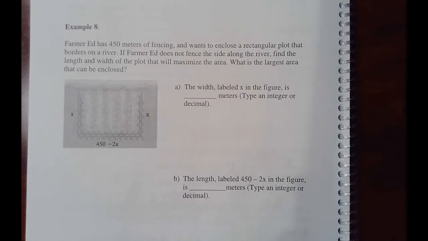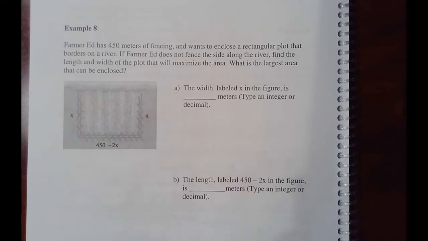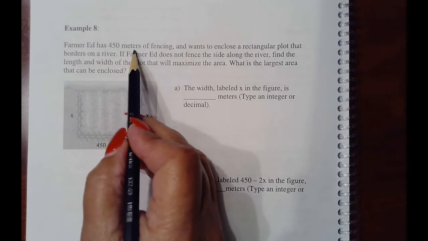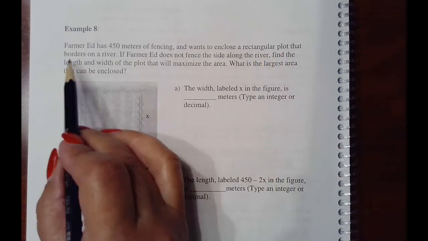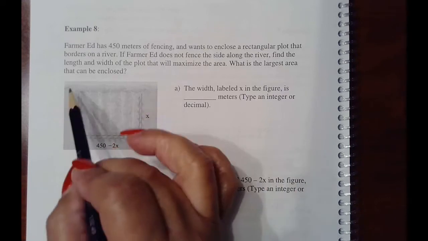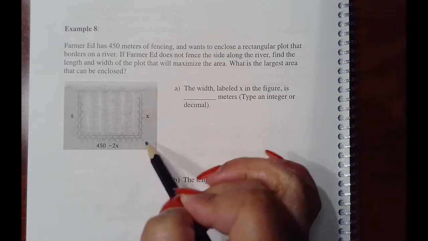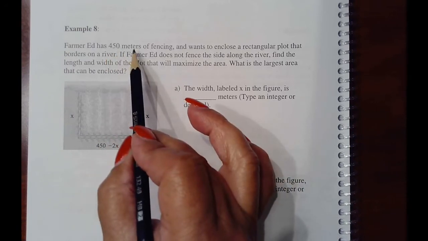Okay, last little application problem in this section is example 8. And in example 8, they give you a diagram, and they are asking questions concerning area. They tell you that the length is represented for this rectangular fenced-in yard. It says the farmer has 450 meters of fencing and wants to enclose a rectangular plot that borders on a river. So that's the river, and there's no fence along there, but there is fencing along these 3 sides. So he's got 450 meters to work with.